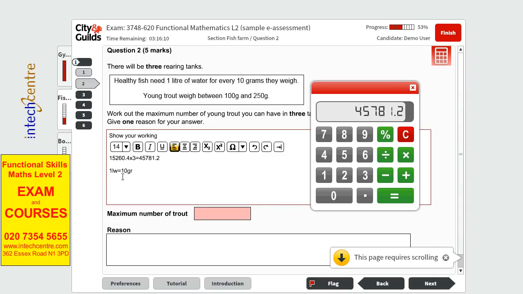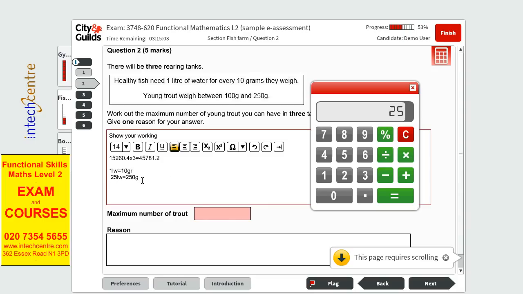Now, young trout weigh between 100 and 250 grams. You can pick either 100 to work with or 250, depending on what you think your trout would weigh. You can also pick 150, you can pick 200, because you have the option to pick any number between 100 grams and 250. So we could go with the 250, the heaviest trout, and we have to find out how much water that fish will need. We don't know how many liters of water, so let's say LW equals 250 grams. Knowing that 1 liter can hold 10 grams of fish, we would do 250 divided by 10, and we will find out that a 250 gram fish will need 25 liters of water.